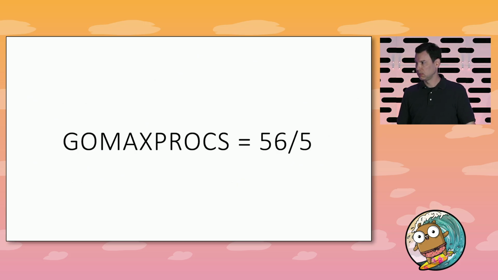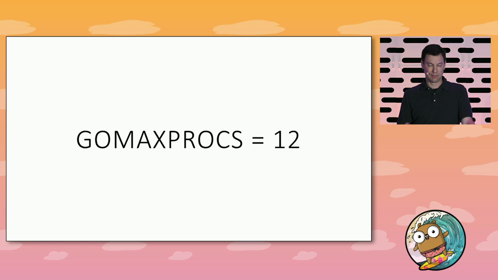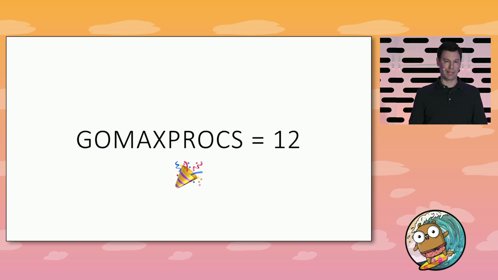What if we use the GOMAXPROCS value we should have been using all along, which is 12? And we were happy. So we benchmarked that, and CPU usage for our process actually dropped a little bit below where it had been with Go 1.9. So now we could proceed. So good. We've solved our immediate problem, but if you're like me, you're like, I don't know.